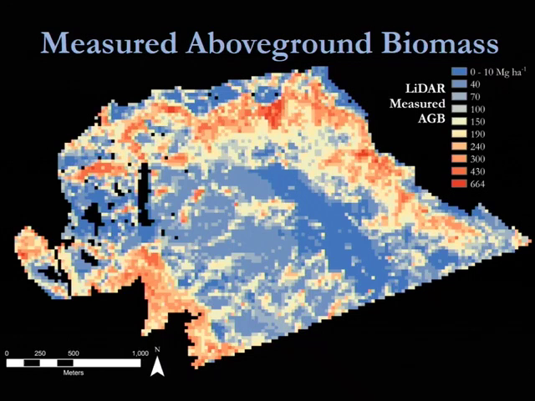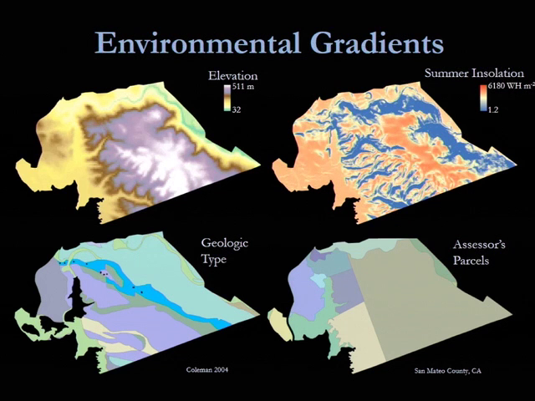What I had to work with, among other things, were things like topographic data, which we had from the LIDAR. We can calculate things from that, like summer insolation, because we know where we are on the planet and we know the topography. We had, fortunately, really good geologic data. I didn't use soils data for this project because soils maps are typically derived from veg maps, and so it would have been a little circular.